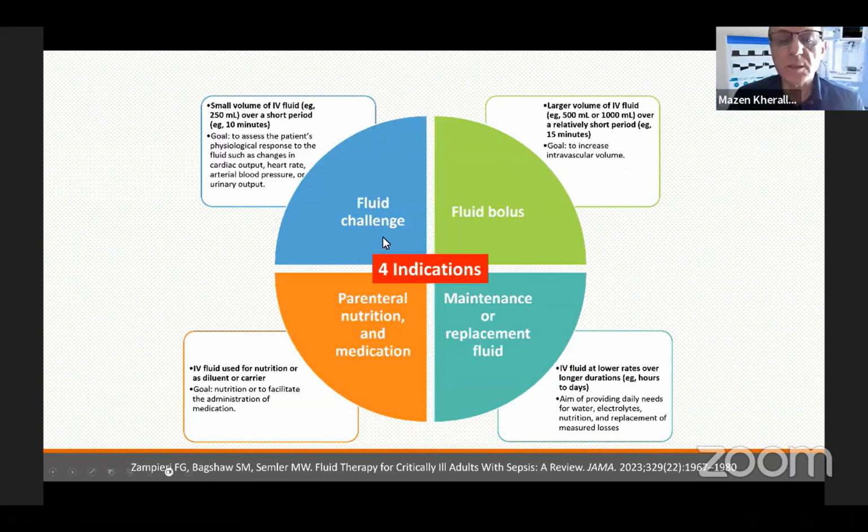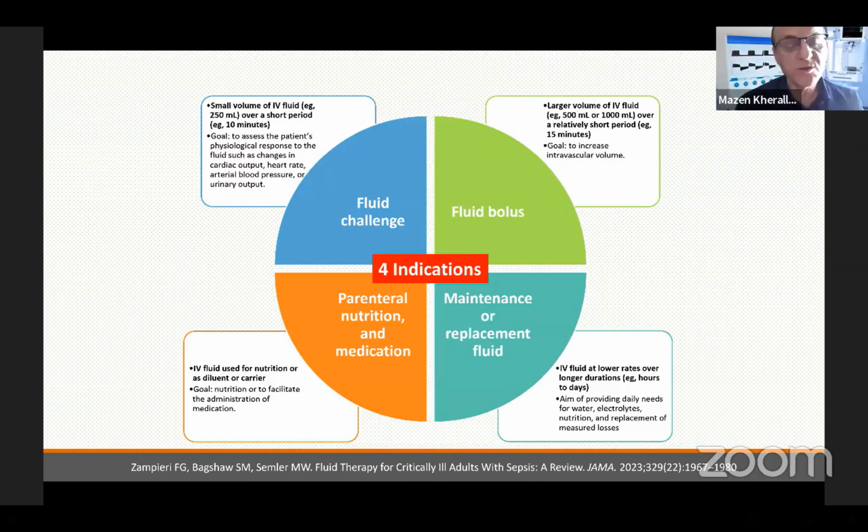So the 4 indications that we can give fluid for: resuscitation, that could be with fluid challenge, meaning that we give 250 and assess hemodynamic response. Or we can give fluid bolus, we give 500 to 1 liter, and the goal would be to increase intravascular volume. And we can give the fluid for maintenance, just to maintain some IV fluid. You need to notice that, with medications and without giving any fluid boluses, our patients in the ICU on average would have 1 liter of fluid. Or we can replace fluid losses. Somebody has diarrhea, diuresis, we can replace those fluid losses.